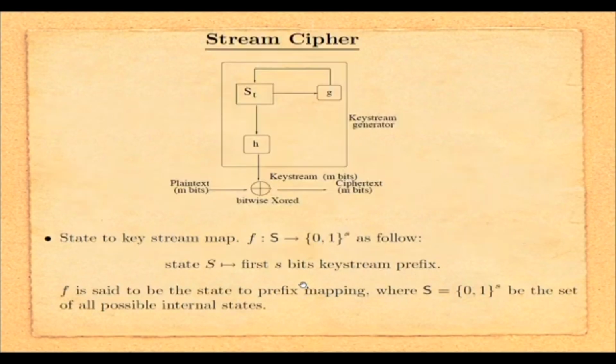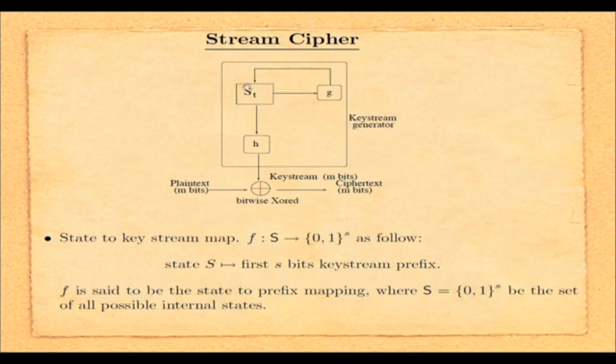Now, we look at stream cipher. How can we look at a stream cipher as a one-way function? This is the general structure of a stream cipher. In a stream cipher, what do we have? We have a state. It could be an LFSR based stream cipher or any general stream cipher.